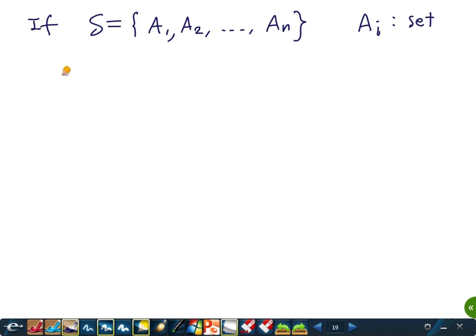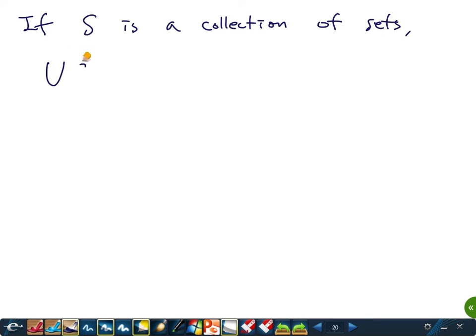Sorry. Let's forget about this for the moment. If S is a collection of sets, so it's like the previous slide, A1, A2, etc. But it can be a collection of infinitely many sets, not just finitely many. But anyway, it's a set of sets, basically. Then we say union of S. Can you guess what this is?